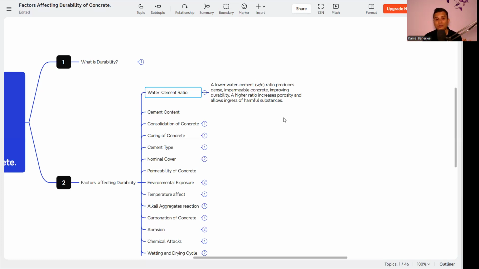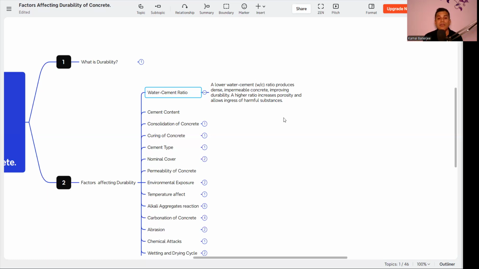Whenever all the chemicals penetrate inside the concrete, what will happen? They will start reacting with the concrete as well as with the reinforcement. So it will corrode the reinforcement. And what will happen with the corrosion of reinforcement? Stress is developed, volume will increase, and there will be cracks, falling, and everything in the concrete.